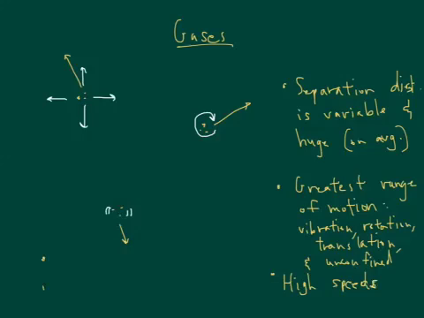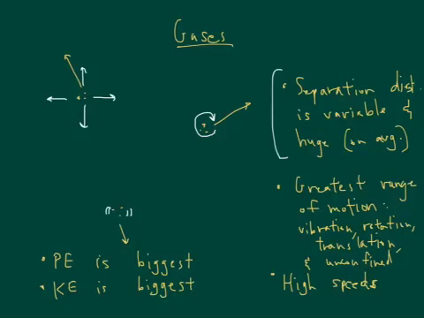So how about potential and kinetic energy? Because their separation distance is huge, the potential energy is biggest for gases as compared to the others, liquids and solids. Because they have so much range of motion and because they're moving so fast at high speeds, KE is also biggest. The relationship from before is still applicable. The big separation distance is responsible for the big potential energy, and the big range of motion and the high speeds are responsible for the big kinetic energy.